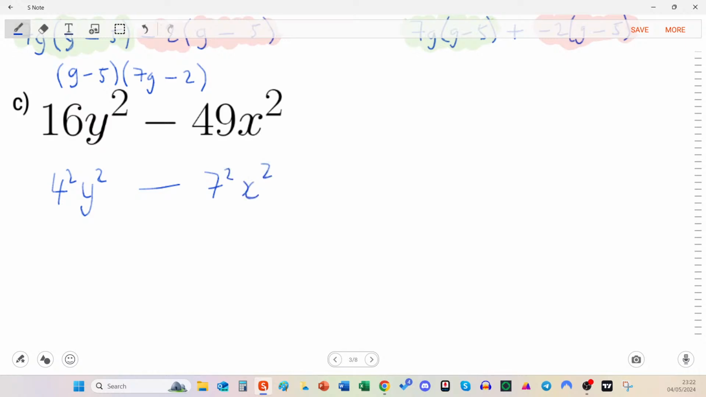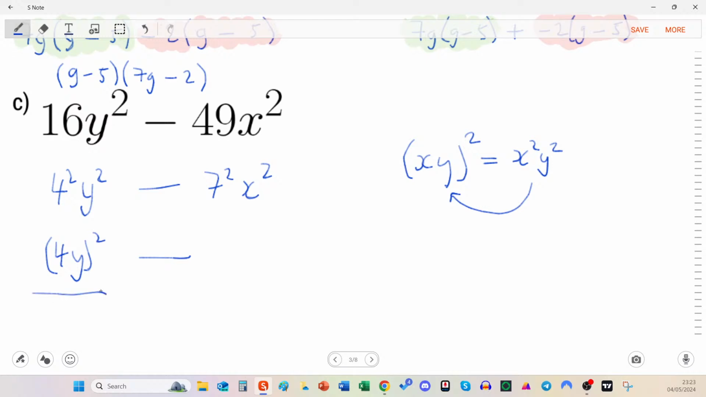And if you remember your laws of indices, if you had something like xy all squared, then the law is that it applies to both of those factors in the bracket, so it becomes x squared y squared. And we can go backwards in the same way. So looking at this here, we're going to go backwards and say that that's 4y all squared. You can't deny that this is a square number because it's being squared. And this would be 7x for the same reason. It would be 7x all squared. And so we literally have the difference of two square numbers.